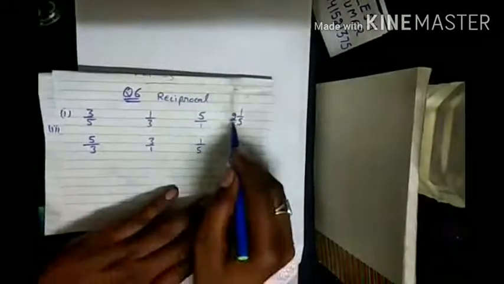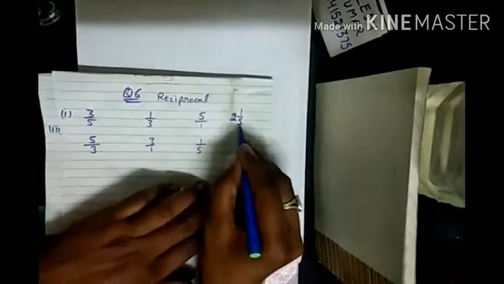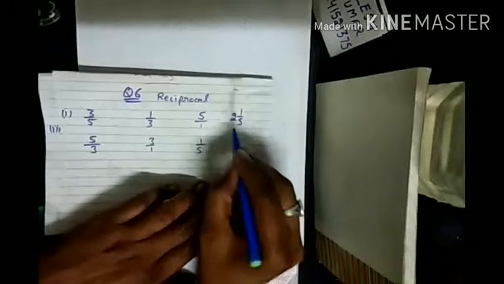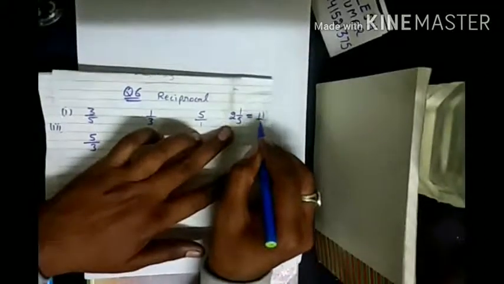And here this is a mixed fraction. So first of all you will convert this mixed fraction into an improper fraction. 2 fives are 10, 10 plus 1 is 11. So it is equal to 11 over 5. Now what is the reciprocal of 11 by 5? That is 5 by 11. So in this way you can find the reciprocal of any fraction.